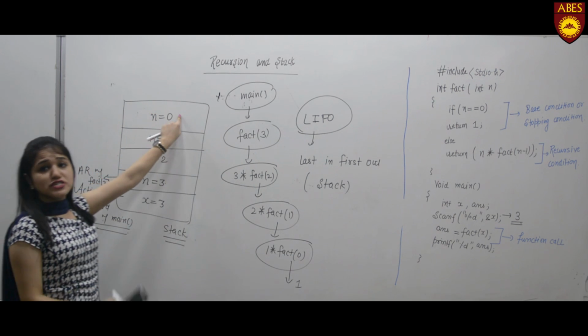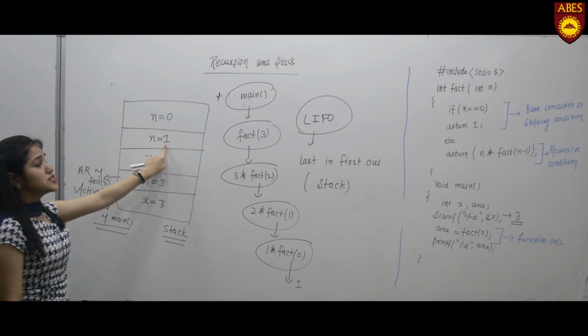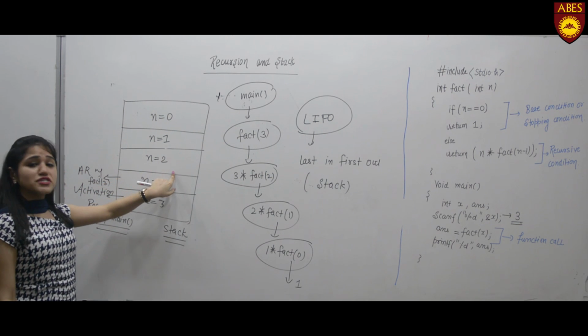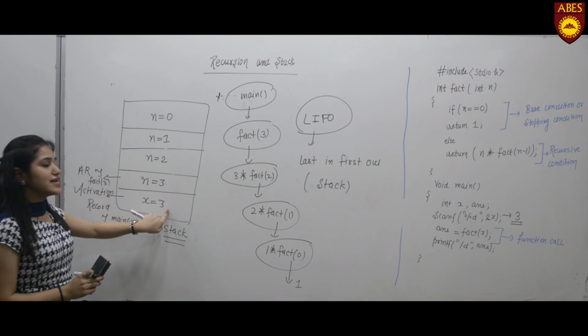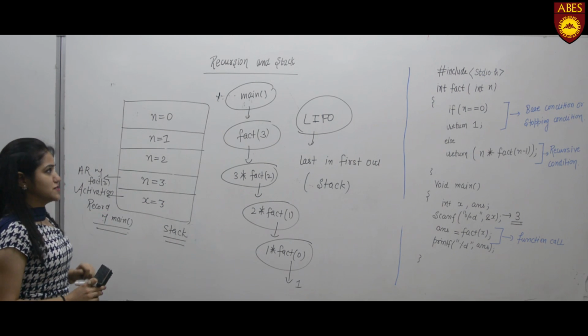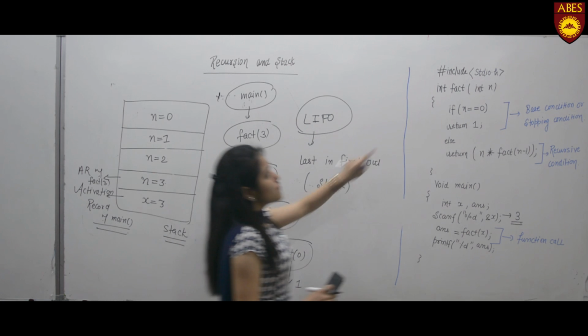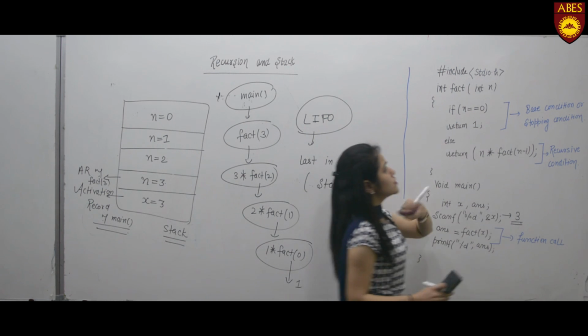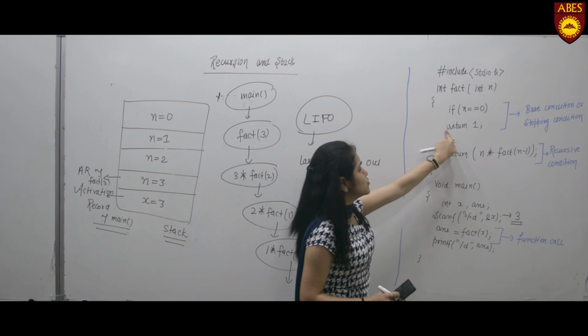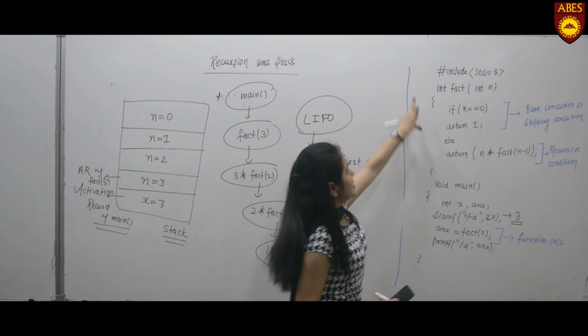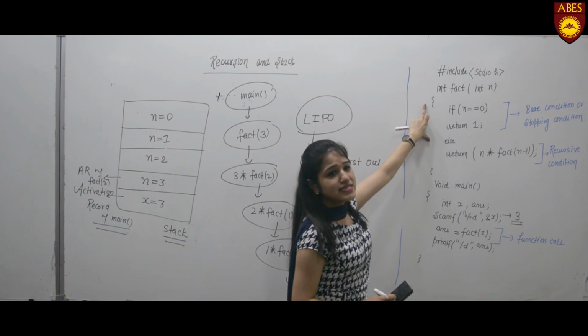This is the activation record for fact 0, the activation record for fact 1, the activation record of fact 2, this is the activation record of fact 3, and this is the activation record of the main function. Now the value of n is 0. If n equal to 0, return 1. When this return statement executes, the control goes back. It means this function has completed its execution.